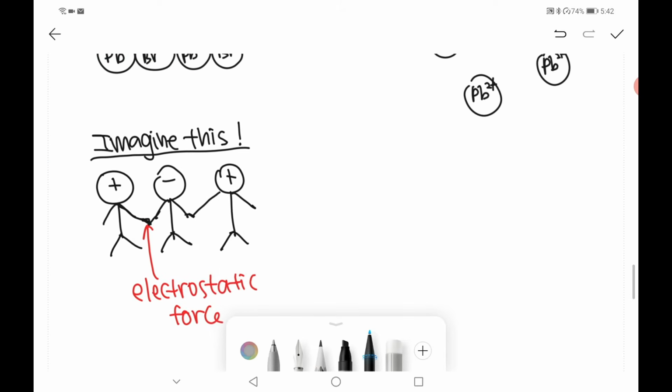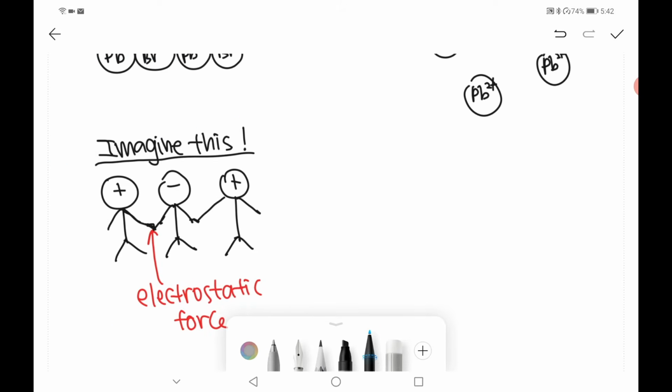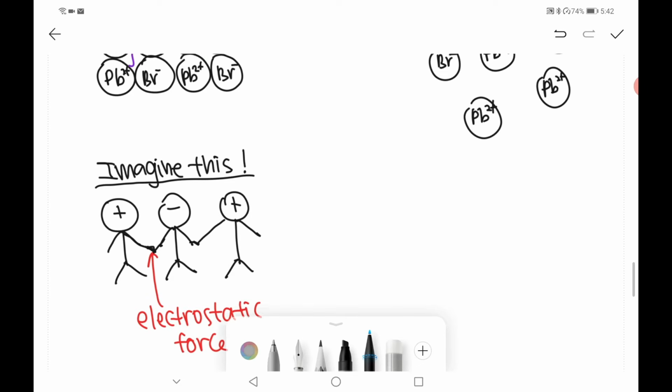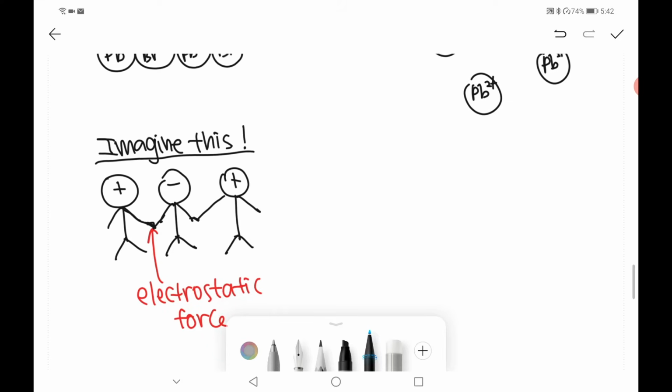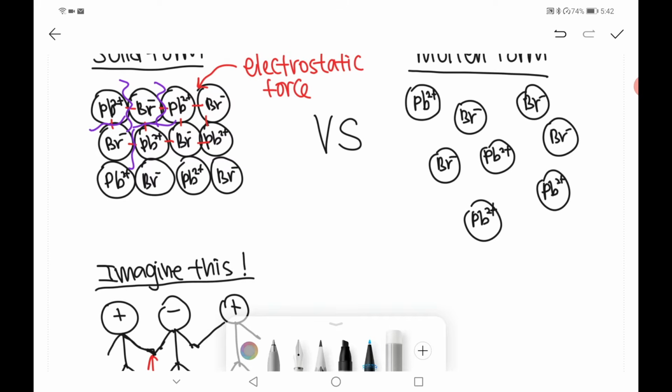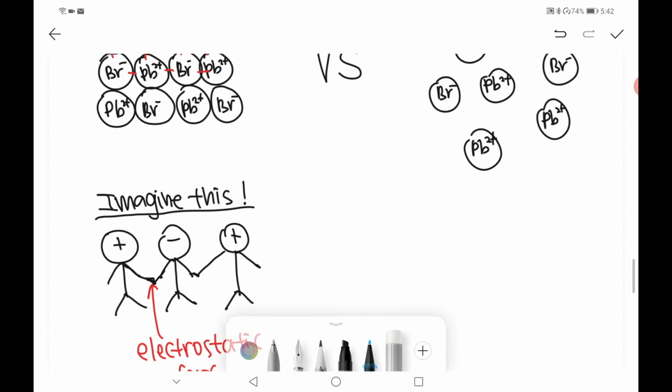Just now in solid form, we imagined all the ions holding their hands. All the ions stick together, holding their hands because of electrostatic force. The force lets them stick together, so when they stick together, they couldn't move.